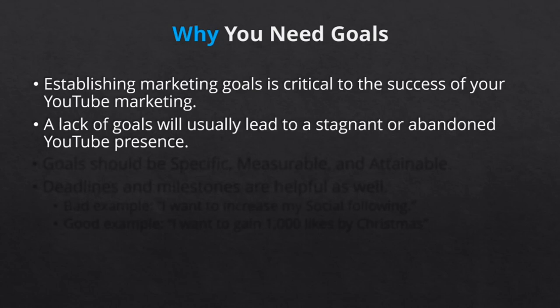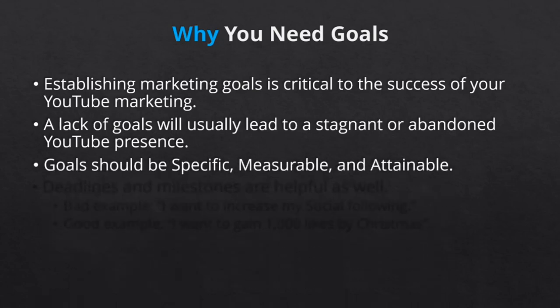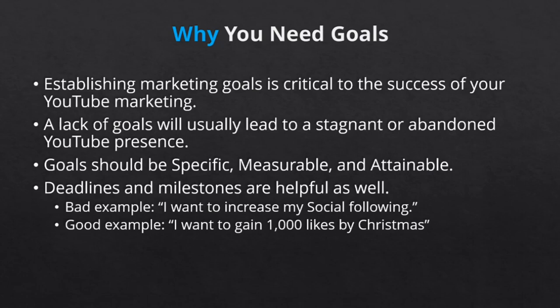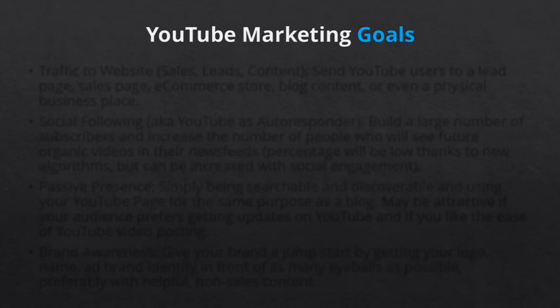Your goals should be specific, measurable, and attainable. They can be long-term, short-term, or a mix of both. Deadlines and milestones can be helpful as well. "I want to increase my social following" would be an example of a bad goal that will likely result in your marketing efforts petering out for a while, because there's no specific milestones. "I want to gain 1,000 likes by Christmas" is an example of a good goal. It's specific, measurable, and certainly attainable. Below are some examples of the various goal categories you might be interested in.